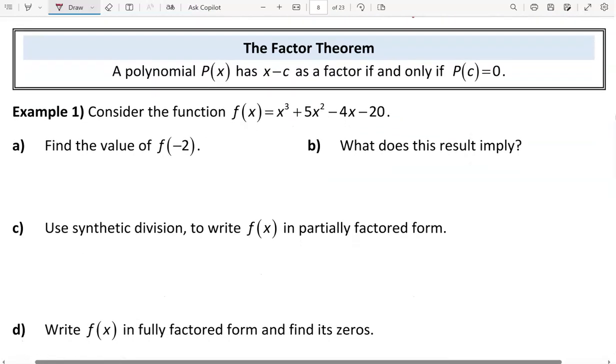So, this brings us to the factor theorem. A polynomial p of x has x minus c as its factor if and only if the value of p of c is equal to 0.